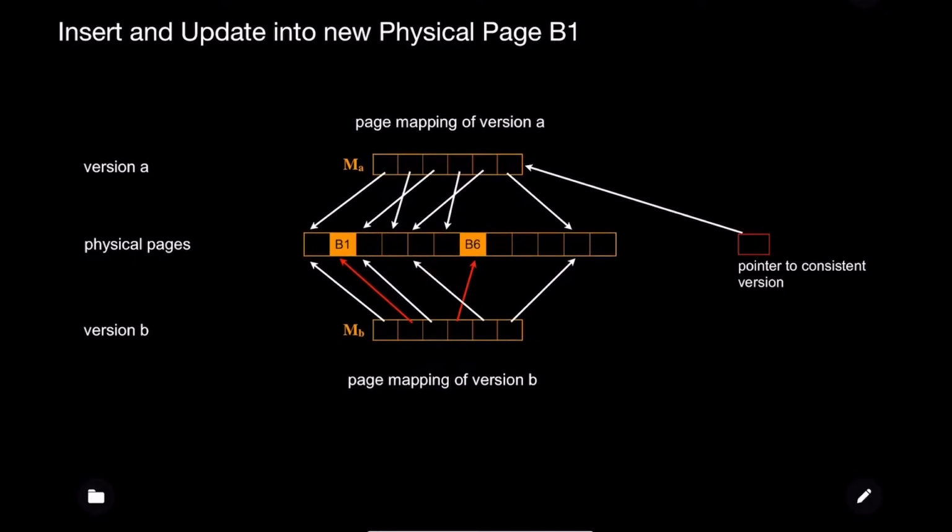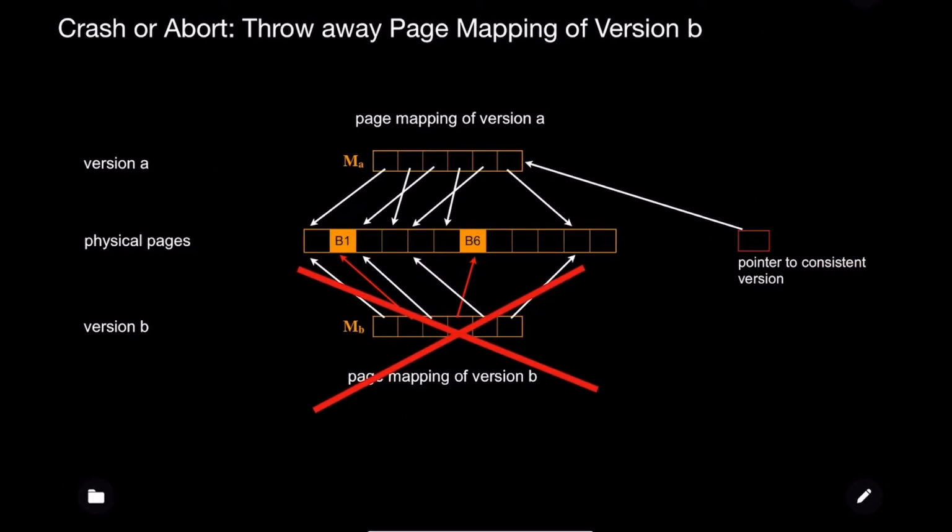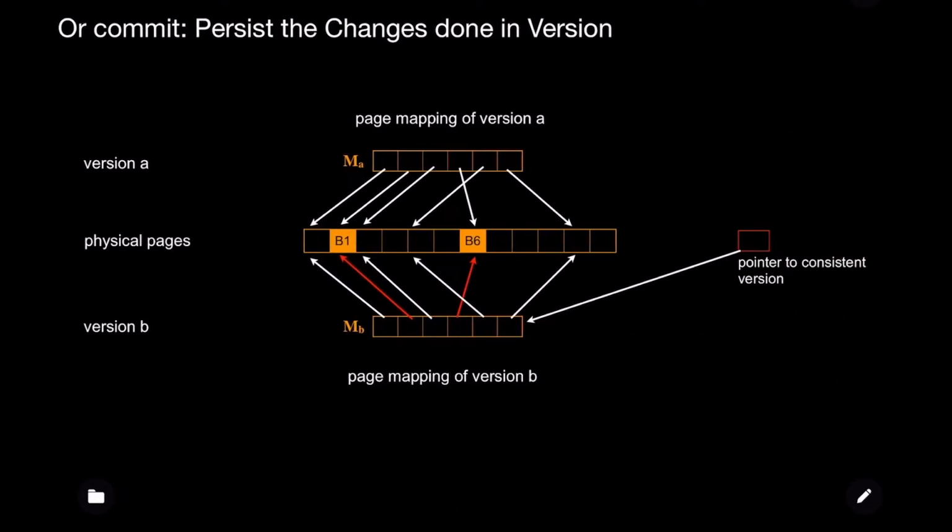But now, what happens if you abort the transaction or the system crashes? All you need to do is throw away that mapping underneath, and then you're back in the initial state. Everything is fine, whether you abort the transaction or crash for any reason. In the second case, if you want to commit, the only thing you need to do is change this pointer.